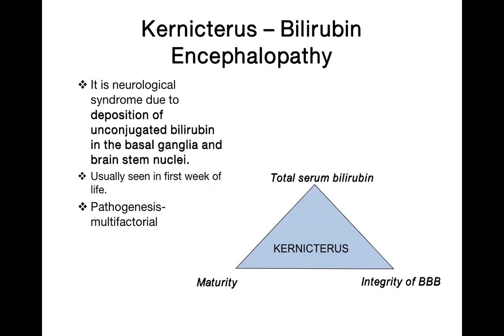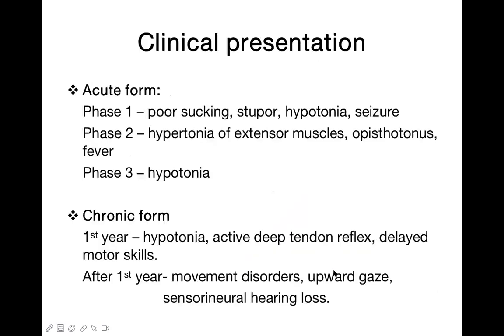Now the pathogenesis is multifactorial. We need three things together. Look at this triad here. Total serum bilirubin is one, maturity of that baby is another one. In a premature baby, there is more chance of development, and integrity of the blood-brain barrier is the third thing. If the blood-brain barrier is intact, which happens in a healthy term baby, probably the chance would be less. But if it is already changed or altered because of some ongoing diseases, then the chances are quite high.